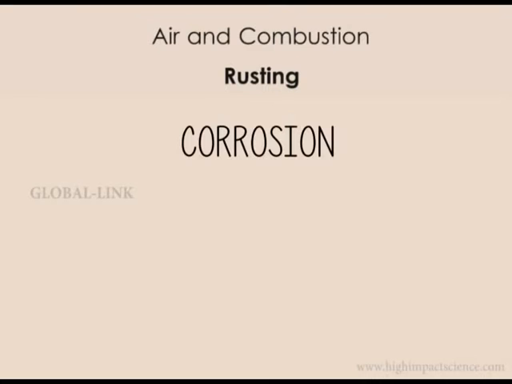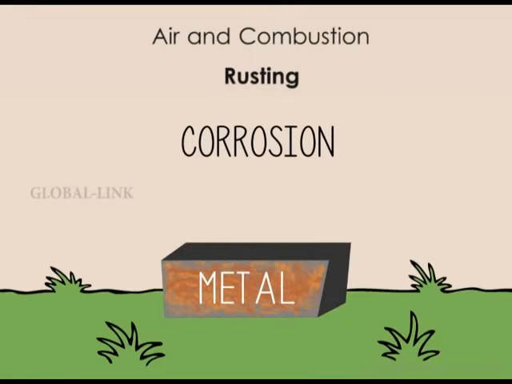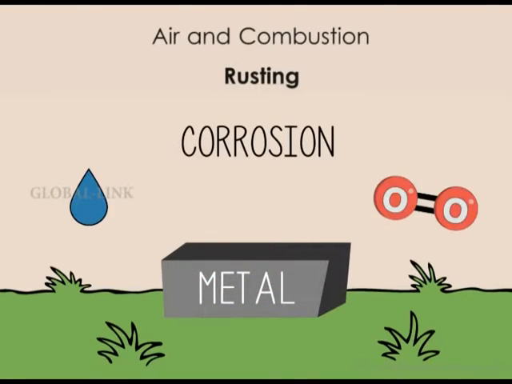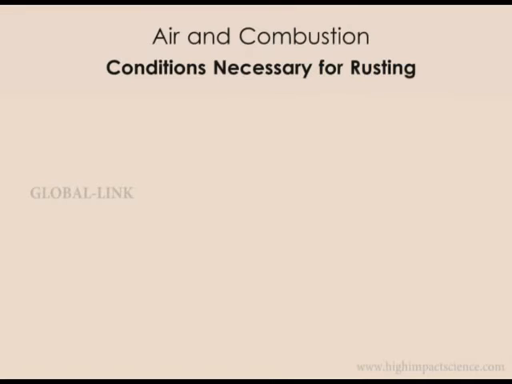The term corrosion is used to describe the breakdown of metal when exposed to the environment. When we say a metal corrodes, we mean that it has reacted with water and oxygen from the environment to form their respective oxides. We can demonstrate the conditions for rusting using a simple experiment.